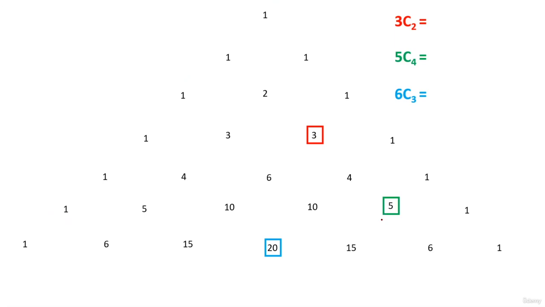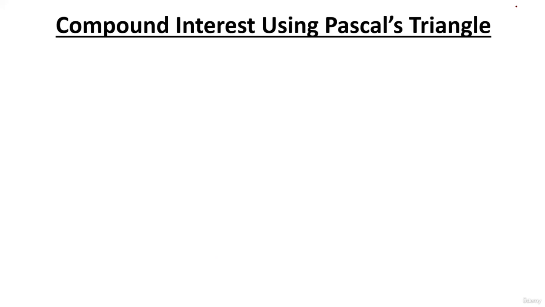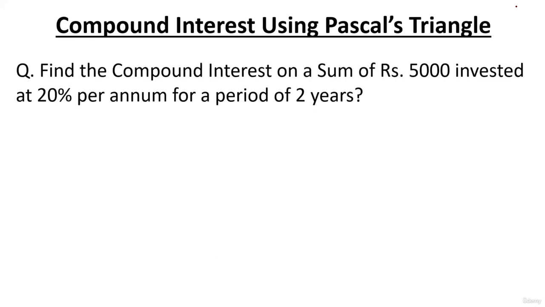So let's go on to the next part, guys. All right, guys, so we'll see one really interesting application of Pascal's triangle right now. That is to calculate the compound interest. Okay, let's see how. The question is: find the compound interest on a sum of rupees 5,000 invested at 20% per annum for a period of 2 years. So here a period of 2 years is given, right guys? So we forget the first element of the Pascal triangle as usual.